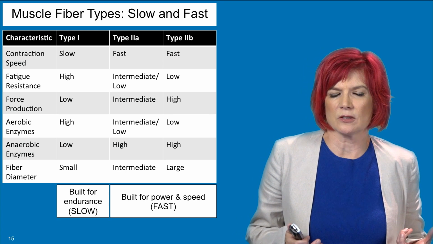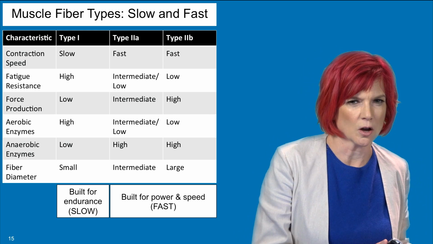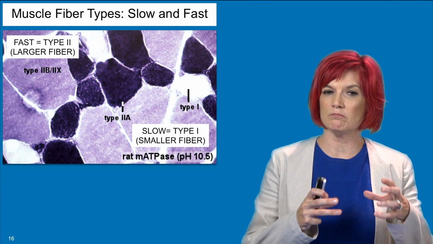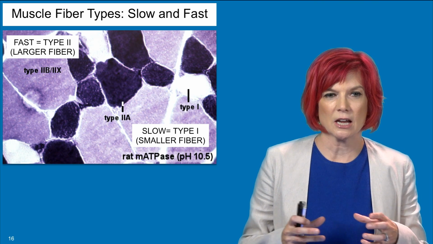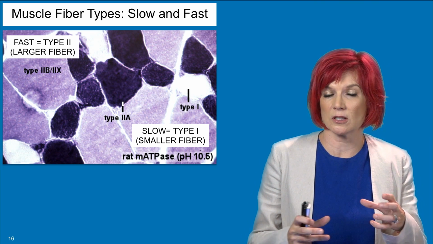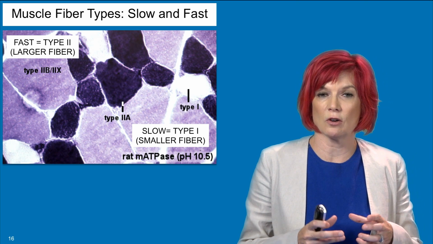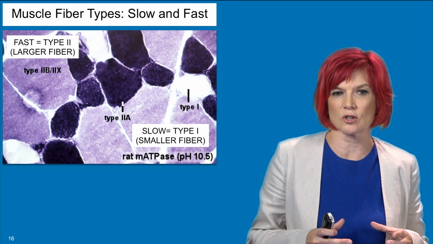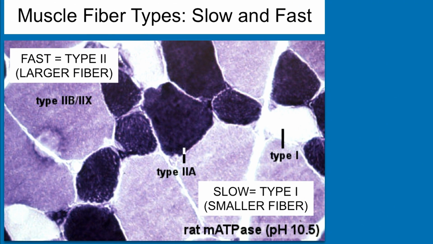A whole skeletal muscle fiber is not entirely slow or entirely fast. Skeletal muscles are really a mixture of slow and fast, and the relative percentage of the slow and fast can vary depending on the overall function of that skeletal muscle. So take a look at this histological stain. This is a skeletal muscle cryosection, and I hope you can see that the cross-sectional diameter of the fast fibers is much larger than the cross-sectional diameter of the slower fibers.